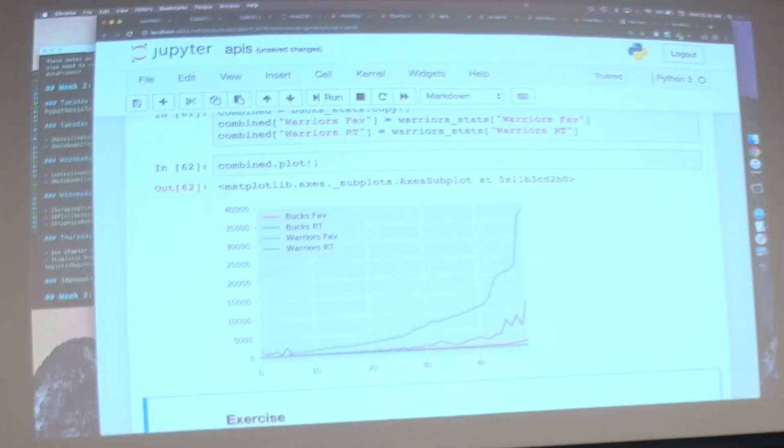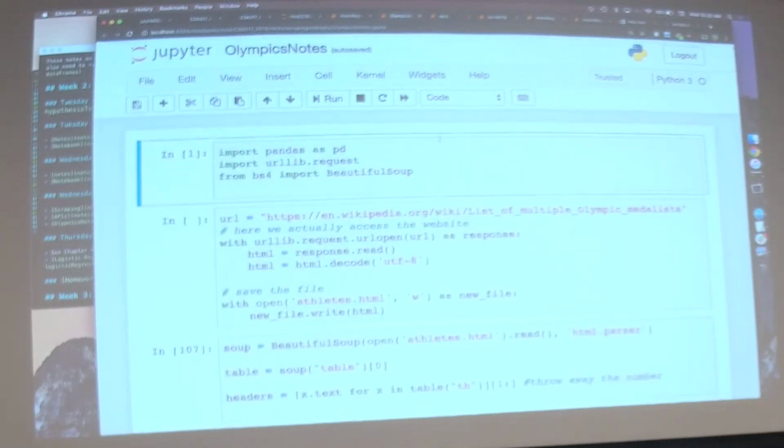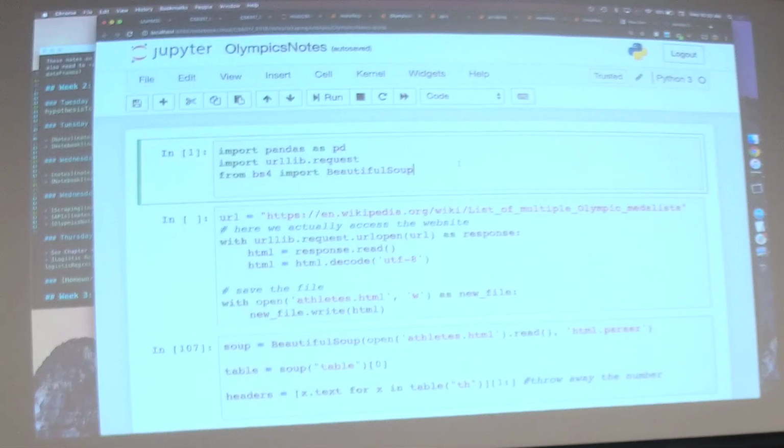Cool. So the next thing, we'll just take a look at, go through an example of doing a little bit of data analysis with this one, a scraped data set from Wikipedia. We're going to look at the Olympic medalists and do a little bit of analysis on that. And just to get a sense of what it's like working with Beautiful Soup and all that stuff.